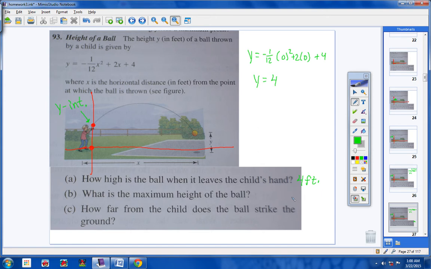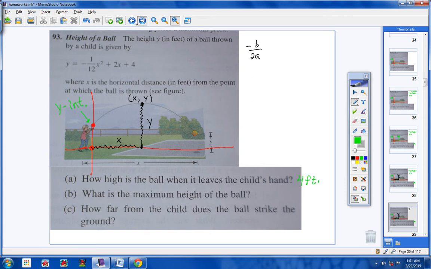That was pretty simple. Now what is the maximum height of the ball? So now we're dealing with the vertex, correct? Sure it is. We're going to try to find the vertex so that we'll know how high the ball was at its highest point, okay? The vertex. So here we go. I'm going to go over x and up y. How do you find the vertex? Well, you know how to do it. Negative b over 2a.